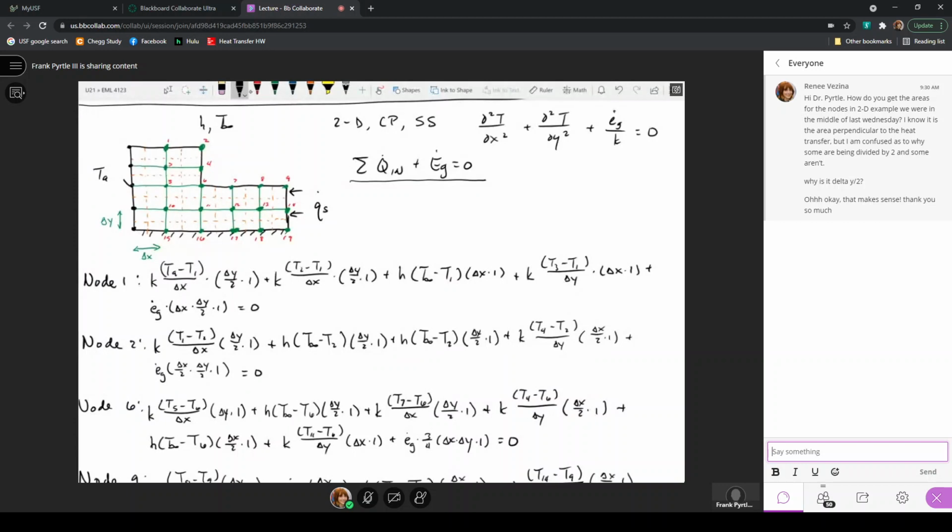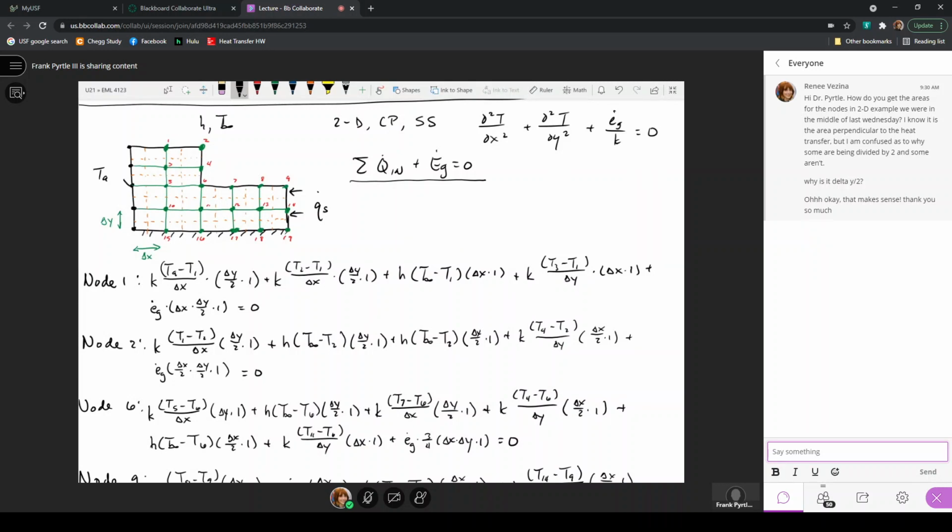No heat can move through this boundary. So the highest temperature in this system is going to be the temperature at node 19, because none of the heat can move to the right since we're applying this heat flux. None of the heat can move downward. It can only move from node 19 towards this top surface and towards the left surface.